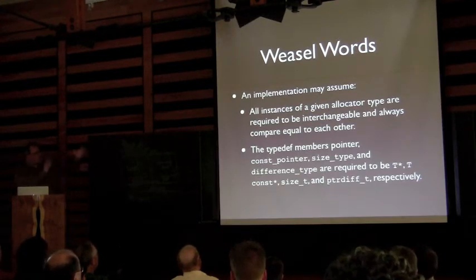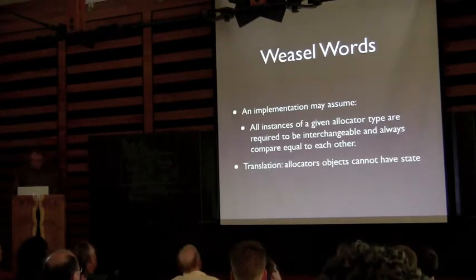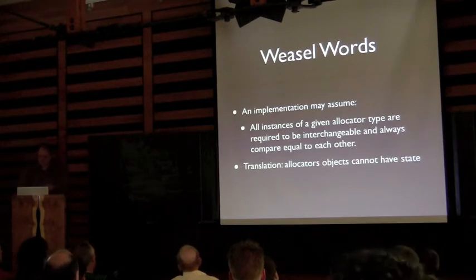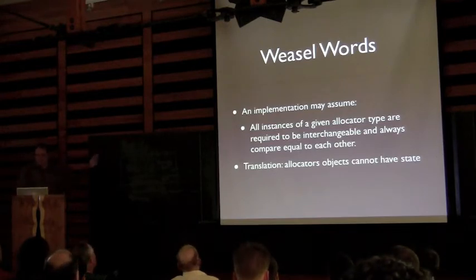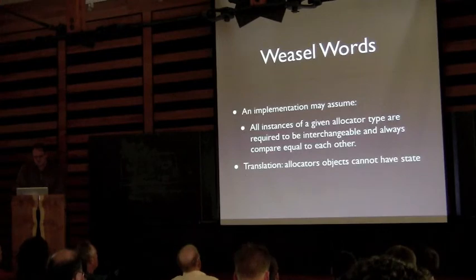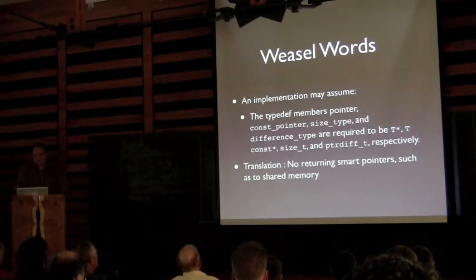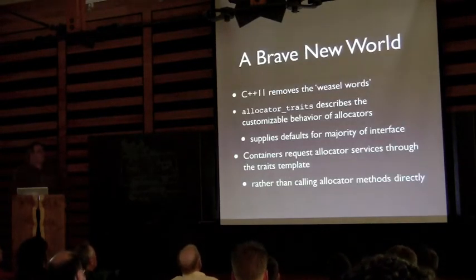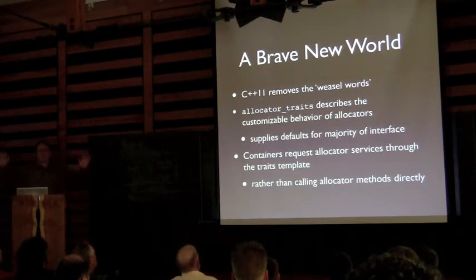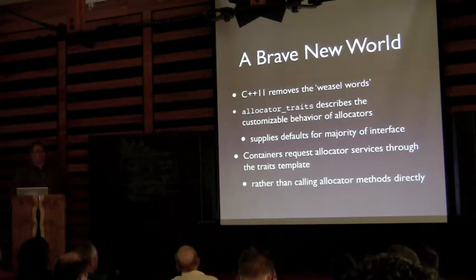So for C++11, we really wanted to get rid of this language. If I read here, it's probably easier than me looking over there. So, a translation of the first weasel word sentence basically says allocators can't have state because your implementation is completely at liberty to ignore it. And the other weasel words say you have to have native pointers, so no shared memory allocators. So in C++11, we remove these weasel words, and we have to go somewhere to try to make this allocator model easier for the vendors to use.